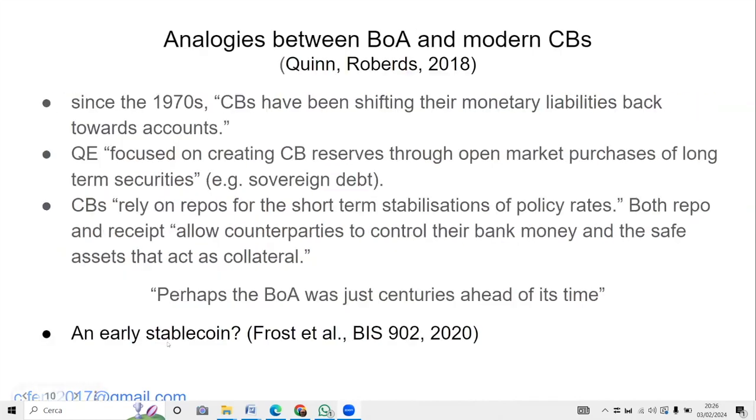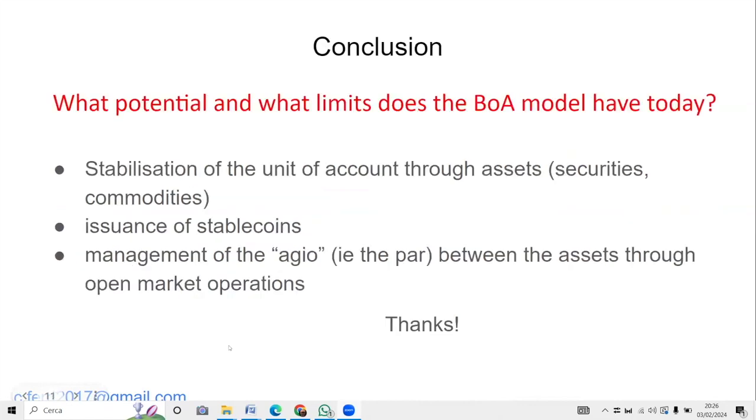And there is also a paper of the BIS, an early stable coin, that made some points. They stated that the bank money is similar to stable coins.